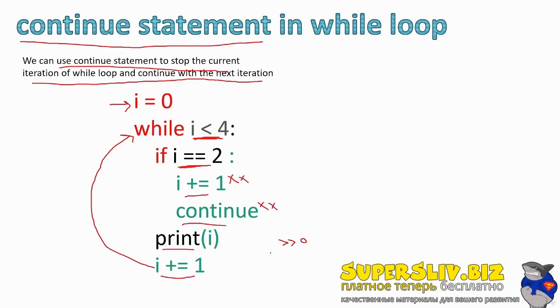Then again it will print I. Now I is equal to 1. Then it will add 1 to the I. Now I is equal to 2. Again it will go to the beginning.